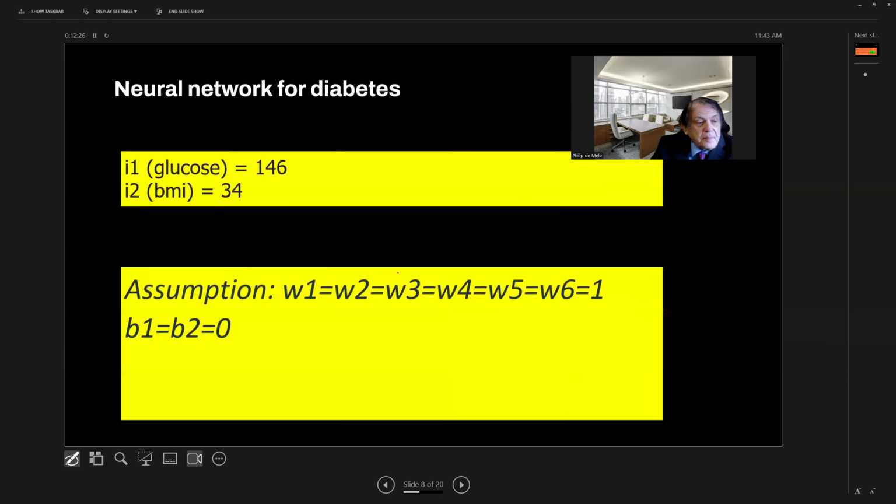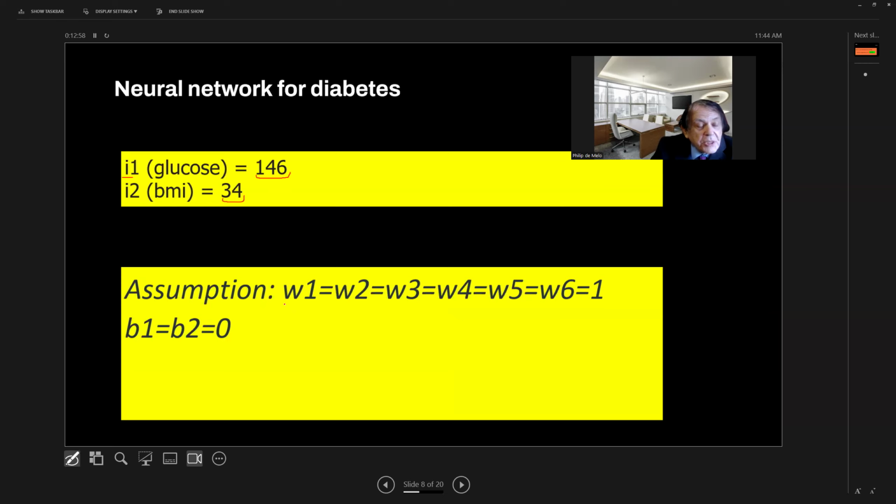Now, let's just make a very simple example. We can build a neural network. So the input I1 is glucose, for instance. Now we'd like to see whether a person has diabetes or not. So we take 146. And the body mass index is 34. BMI. So glucose 146, BMI 34.